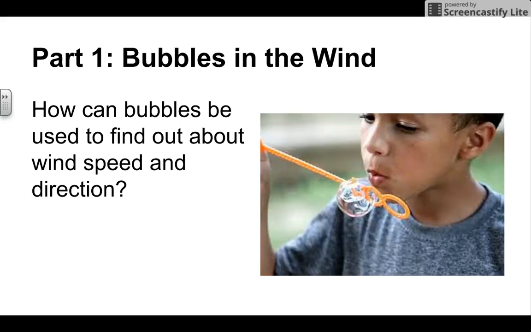In Part 1, Bubbles in the Wind, students blow bubbles outside and observe how air moves bubbles in different locations around the school building. You will need a breezy day for this activity and an area around your school building that includes walls, corners, a wind-protected area like a courtyard, and some open space. This is so that students can observe how wind moves bubbles around these obstacles.